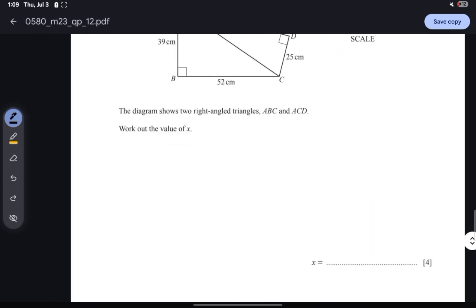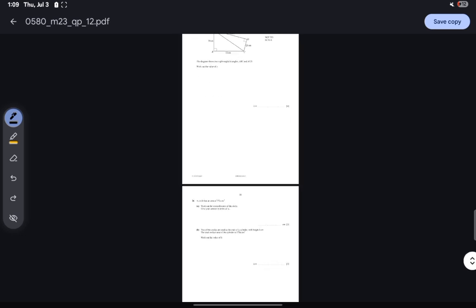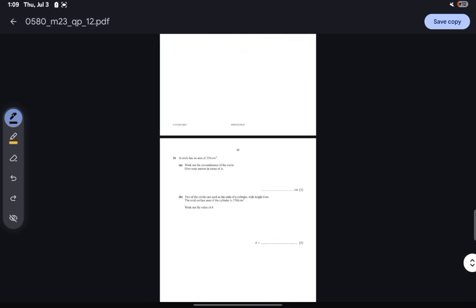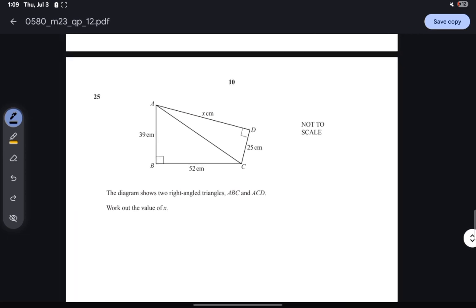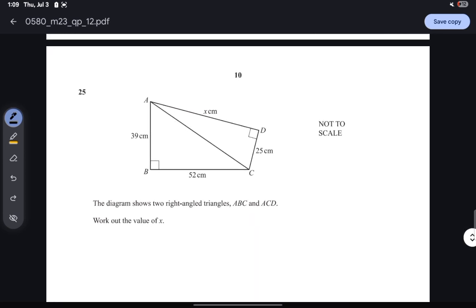Then moving on to number 25, we're almost done. Number 25 is saying the diagram shows two right angle triangles ABC and ACD. Work out the value of x being this. So we're going to get this side first, then we use this value and this value to get that side. For us to get this side, we can see it's the hypotenuse because it's the side which is opposite the 90 degree. So let's give it a name, A or B.